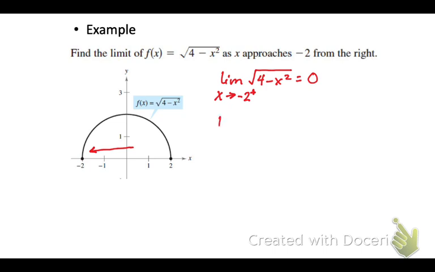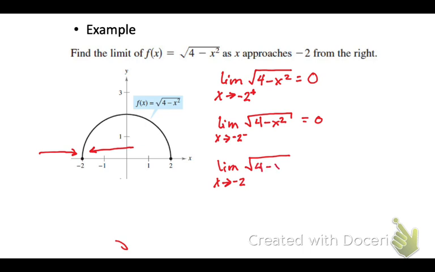So then I want the limit as x approaches negative 2 from the left. 0. It is also 0, isn't it? Yep. So then I want the limit as x approaches negative 2. 0. Okay, wait, let me write that all now.